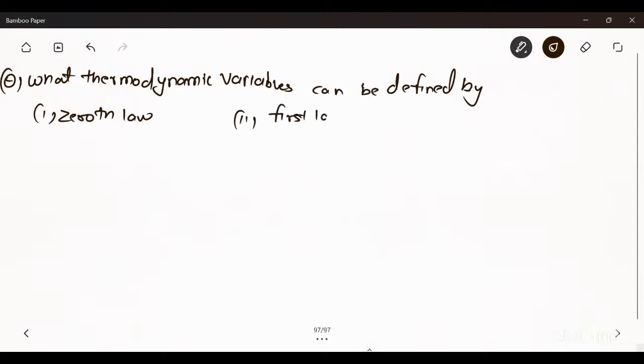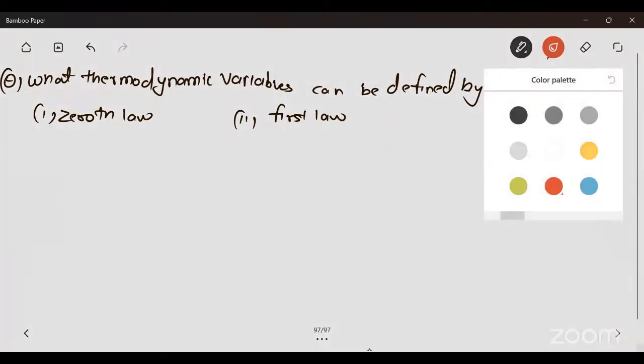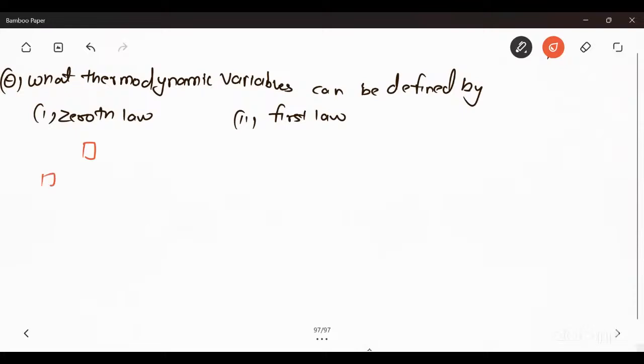We know that the zeroth law states that if bodies A and B are in thermal equilibrium with each other, and bodies A and C are in thermal equilibrium with each other, then B and C are in thermal equilibrium with each other. So what thermodynamic variable can be defined by the zeroth law? The zeroth law defines thermal equilibrium.